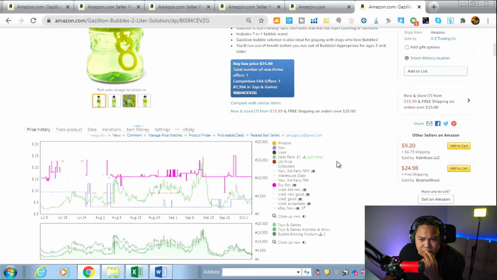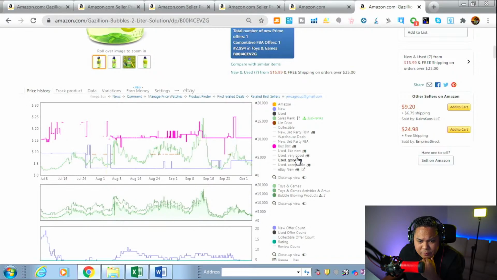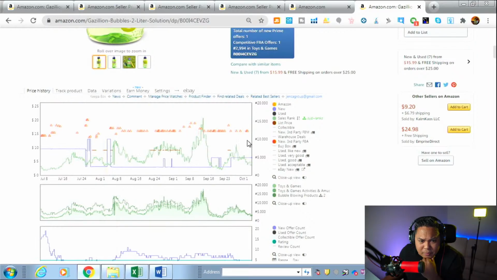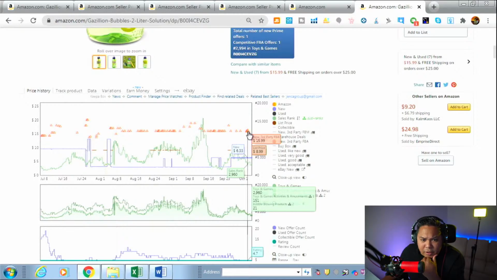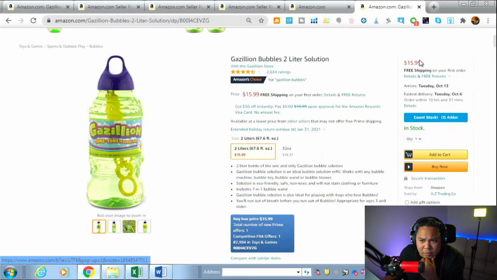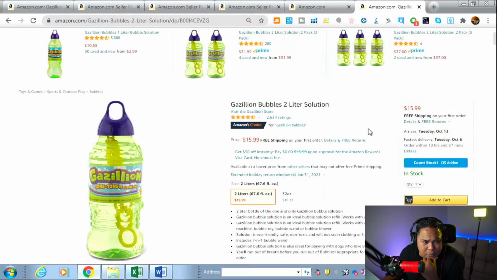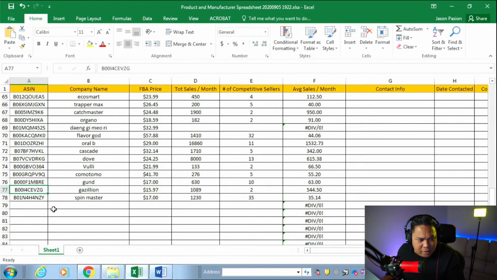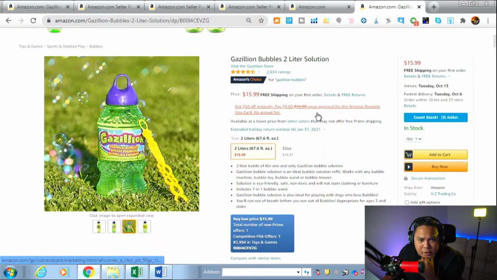Let's look at the history, see if buy box. Well, this only shows buy box. FBA, let's look at this. $15.99. New third-party FBA. I think they just sell out. But FBA price is about $15.97. Right now, the price is $15.99. You know what? Let's add this to the list. Unless we already have it. We already have it. Gazillion. Never mind. Okay, looks like we already added this item or this brand name to contact.